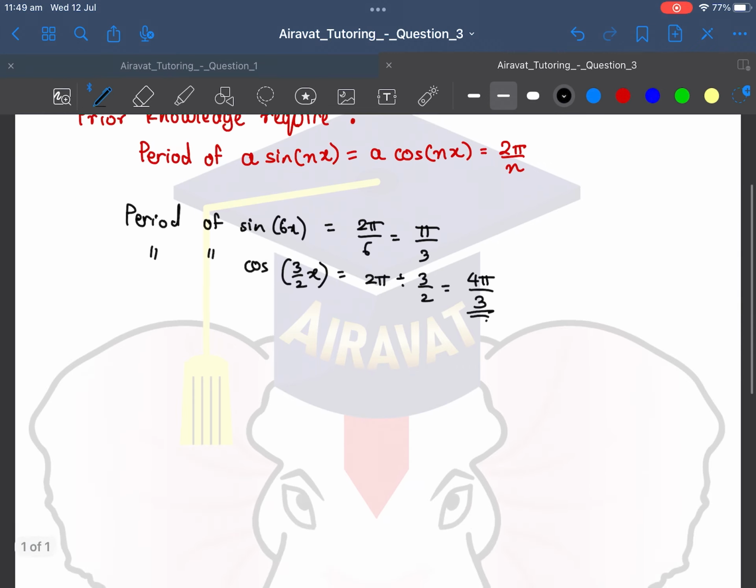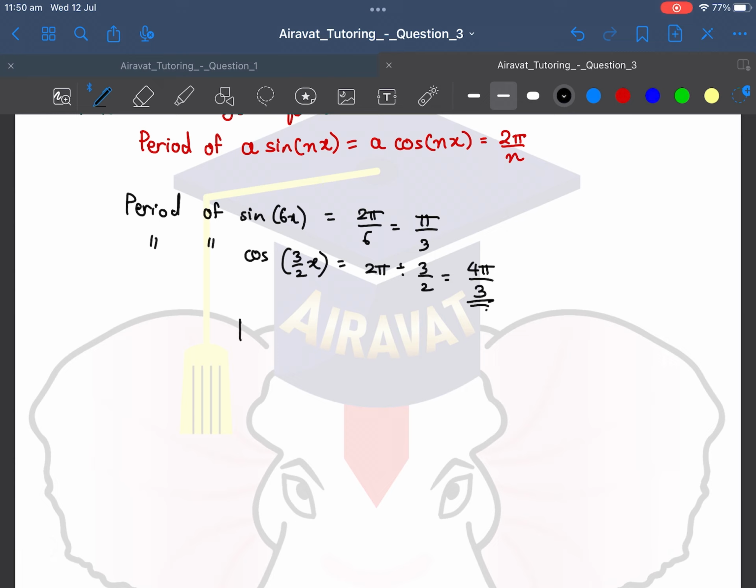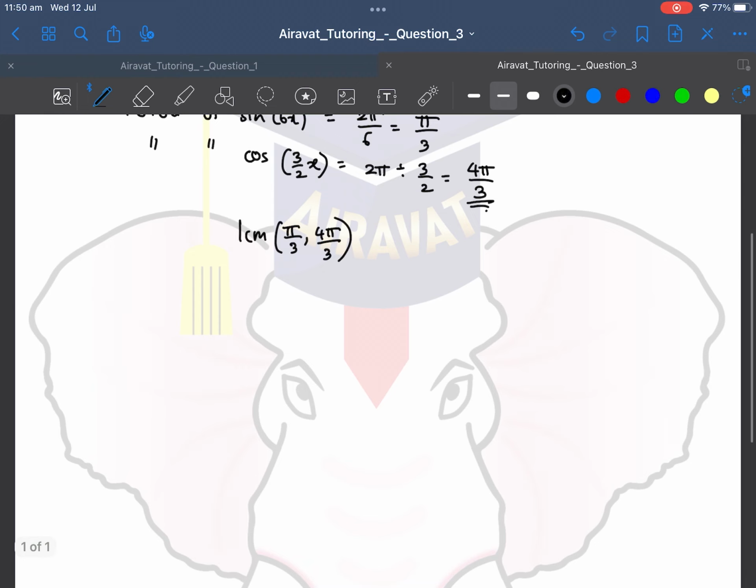Okay, now the next step is to find the LCM of pi on 3 and 4 pi on 3. For people who don't know or have forgotten what LCM is, LCM is an abbreviation for lowest or least common multiple. Now, I'm going to use some simple numbers first to explain what that is before we solve this question any further.